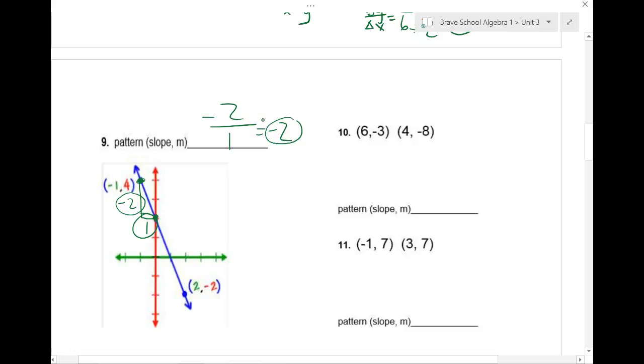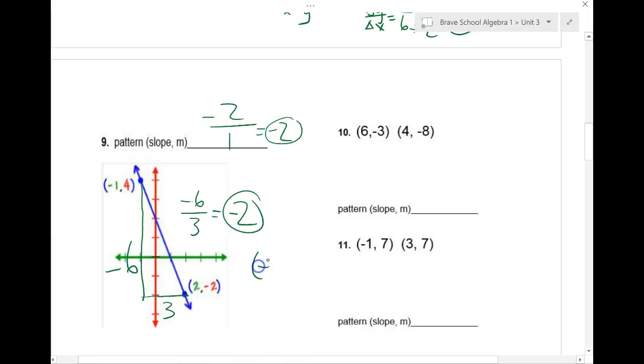The other way you can do this is go from the point on the top all the way down to the point in the bottom. So now to do that, I have to count all the way from there to here. So it'd be 1, 2, 3, 4, 5, 6, down 6. And then from here, 1, 2, 3, right 3. So then it's negative 6 over 3. And that simplifies to 6 divided by 3 is 2. Negative divided by positive, negative. Same thing.